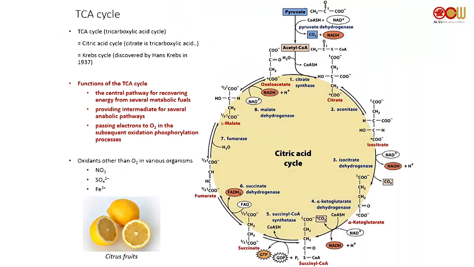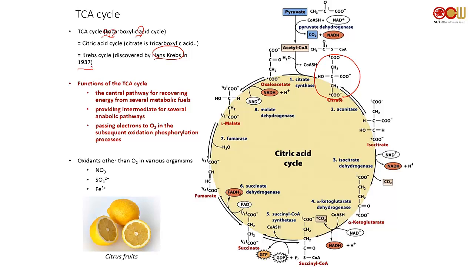First, a little bit of introduction of the TCA cycle. It's short for the tricarboxylic acid cycle, TCA cycle. A lot of people also call it the citric acid cycle or the Krebs cycle. It's called citric acid cycle because the first intermediate is citrate. So people sometimes will call it citric acid cycle. Also, it's called Krebs cycle. So you'll see all these names, so you should know them: TCA cycle, citric acid cycle, Krebs cycle. It's called Krebs cycle because it was discovered by Hans Krebs in 1937.